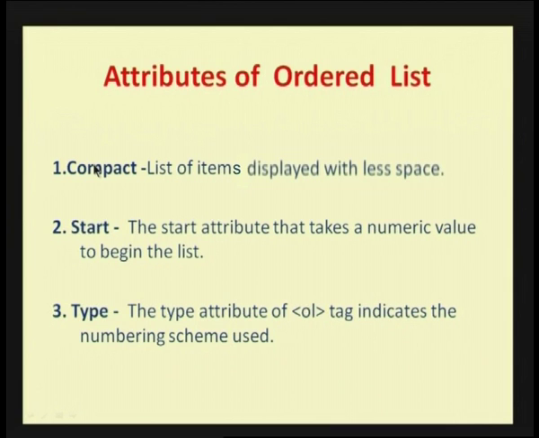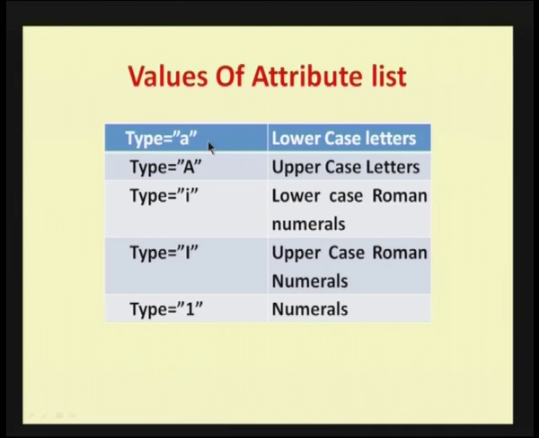And next is type. What does type indicate? What type of list are we going to use? That is, we are going to list the items with lowercase alphabets or uppercase alphabets. Small a specifies lowercase alphabets and capital A specifies uppercase alphabets, small i represents lowercase Roman numerals, and capital I specifies uppercase Roman numerals, and 1 specifies a normal numeral, that is 1, 2, 3 etc. So, these are the values of the type attribute.